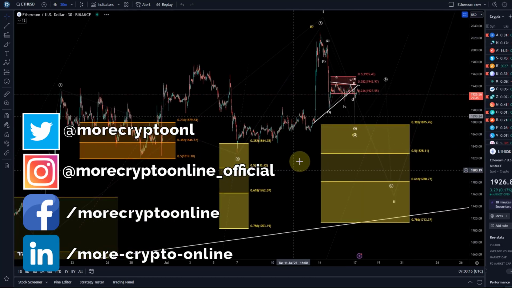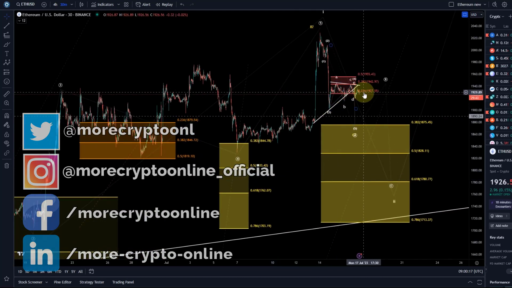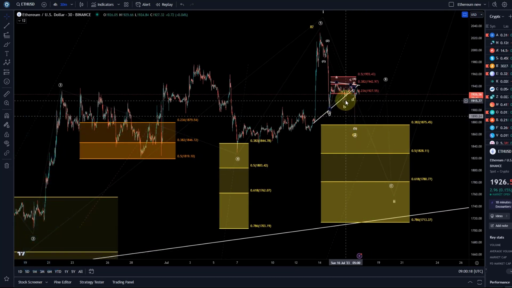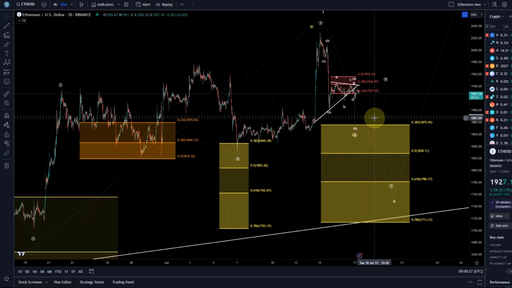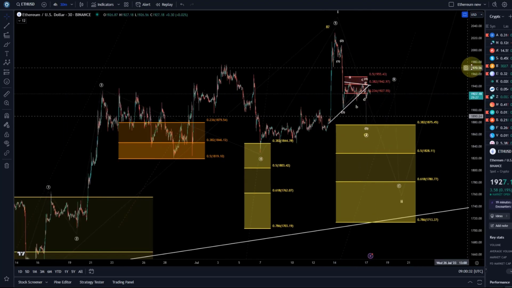On the Ethereum chart, unfortunately, not yet any breakout to the downside. The B wave low, which was our confirmation level here around 1916, 1917, hasn't been broken yet to the downside. So we need to be watching for a potential extension of the triangle. We're going to take a look at that on the smaller time frame in a minute.